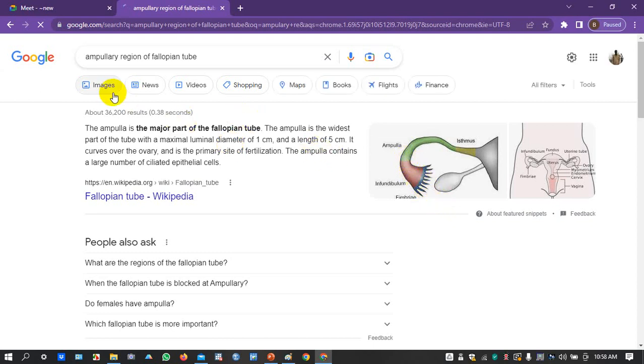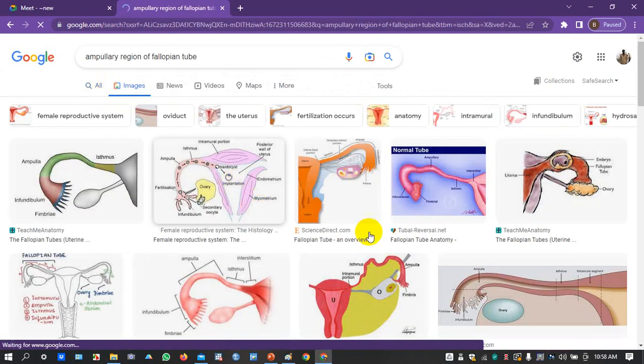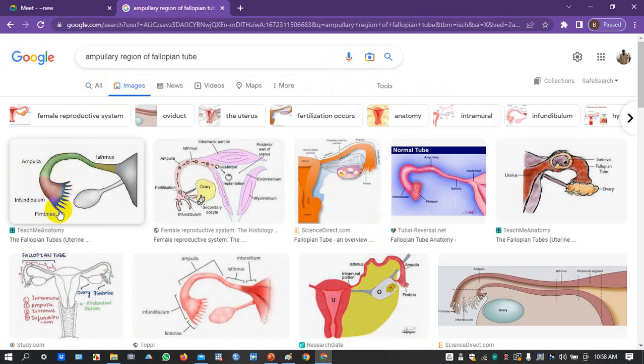This is the fallopian tube. Let's see more images of the ampullary region of the fallopian tube. So if this is the fallopian tube, this is the ampullary region. We have first these finger-like projections called fimbriae, infundibulum, ampulla. Then this side is the isthmus.